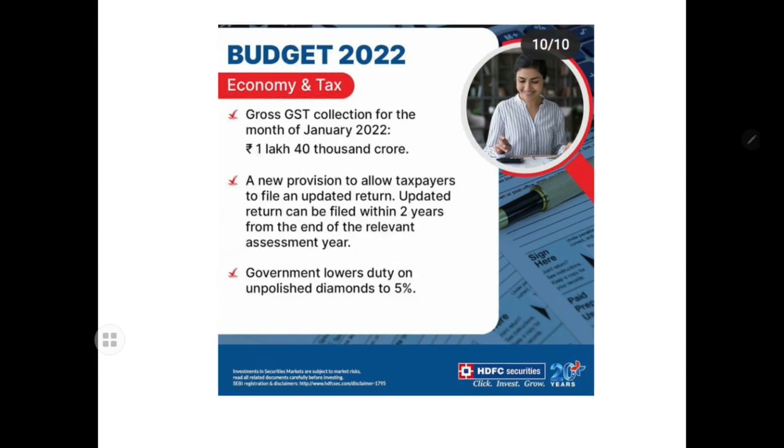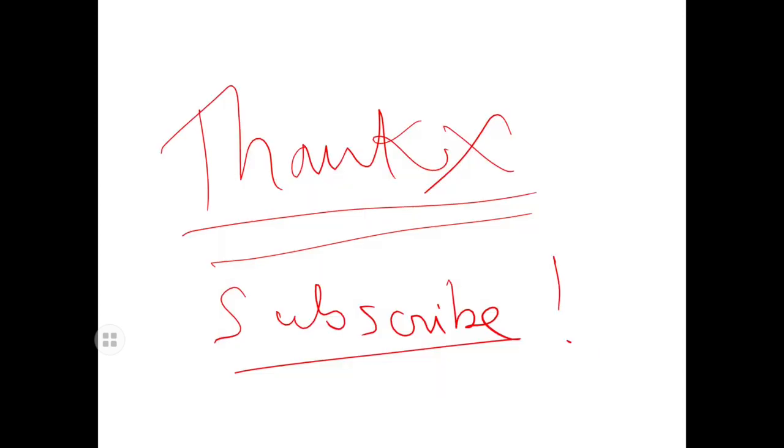Now economy and tax. Under this, GST collections for the month of March were 1,40,000 crore, and a new provision to be made for taxpayers, but it will be updated. Returns can be filed only after 2 years. Okay, government lowers duty on unpolished diamonds. Okay, yes, because obviously India is a very narrow-minded country. Mostly people buy gold as an investment.